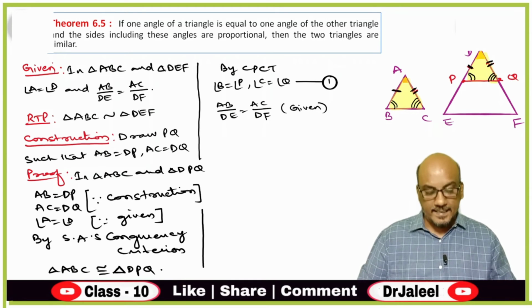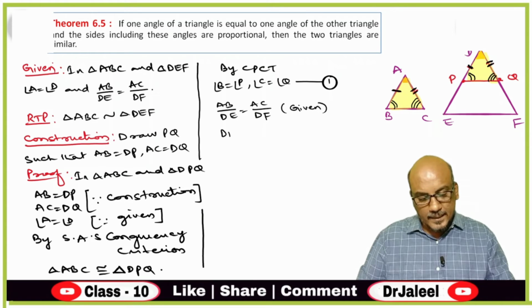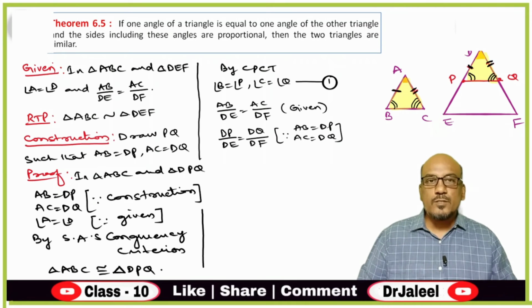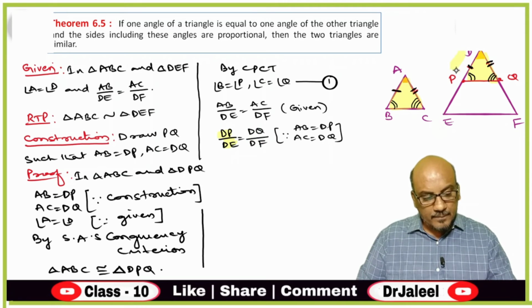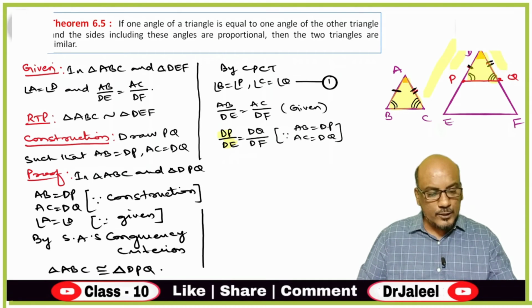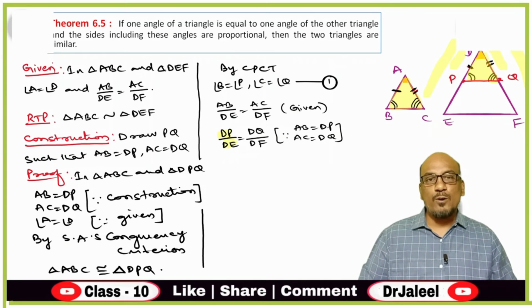So I can replace these sides. AB I am replacing as DP by DE as it is. AC I am replacing with DQ and DF as it is. You can also mention here the reason. Why? Because AB is equal to DP and AC is equal to DQ. So children, let us observe this ratio. DP by DE, DP by DE. So part of the line by whole line is equal to DQ by DF, part of the line by whole line. So what is part of the line by whole line? It's the corollary of BPT, basic proportionality theorem.